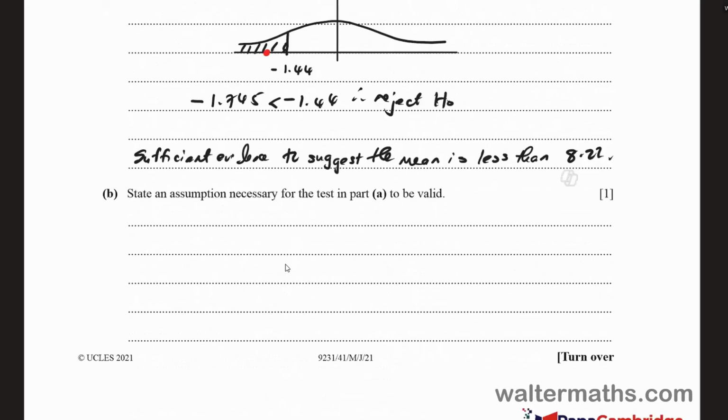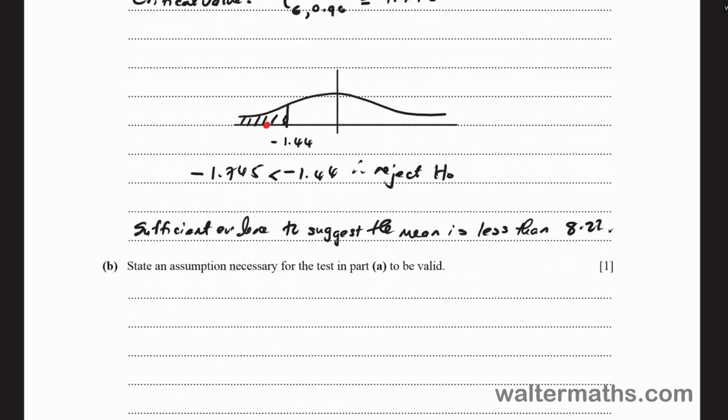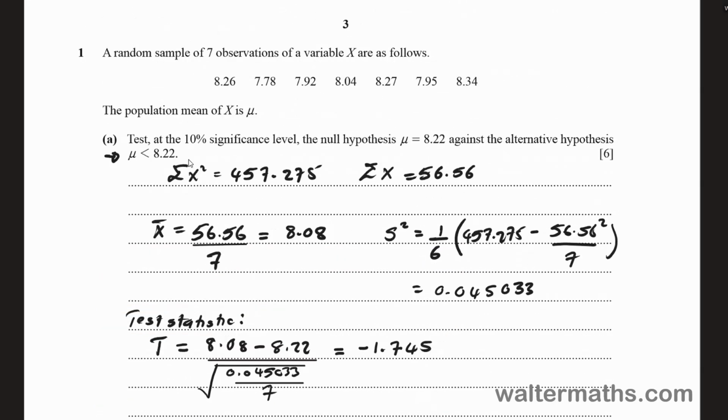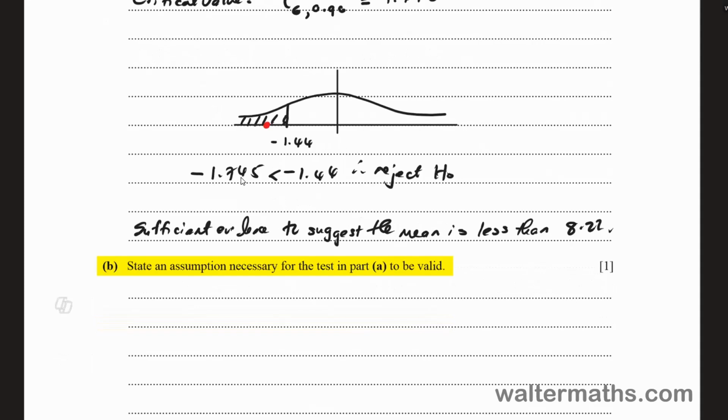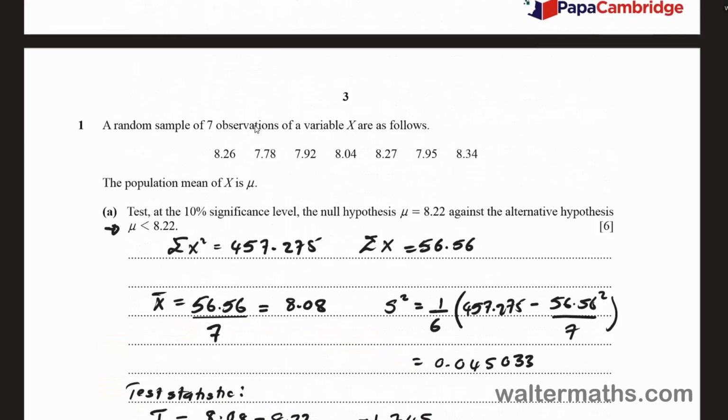All right, let's move on to the next part, which says state an assumption necessary for the test in part A to be valid. We weren't given the distribution of the population. So the assumption we made in all the calculations was that the underlying population distribution is normal. So that is the assumption. That's how we answer this particular question.